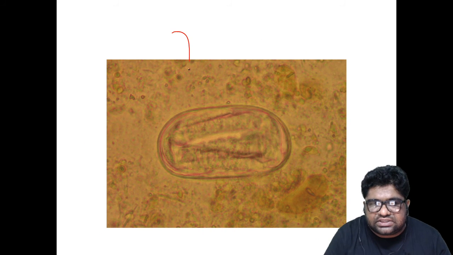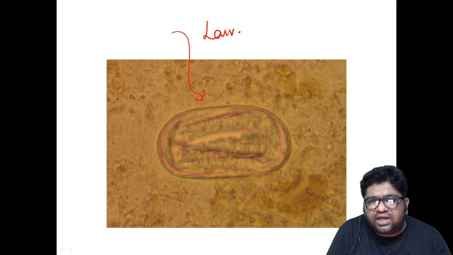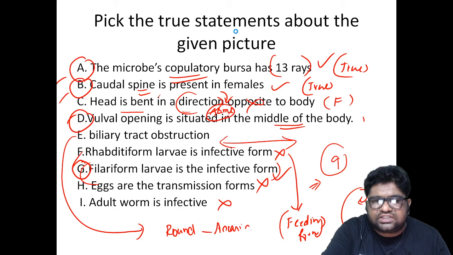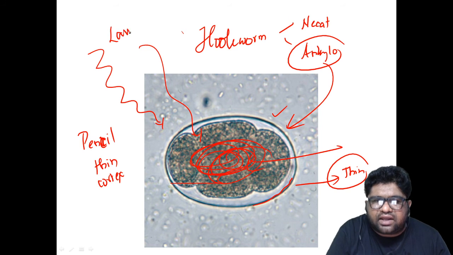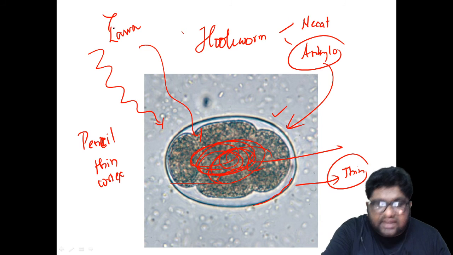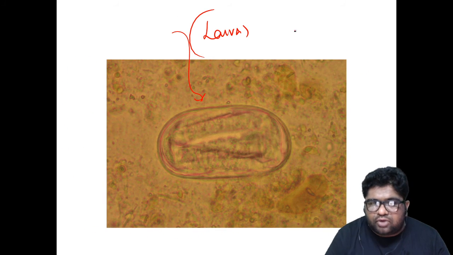Now, this is the egg with the larva inside. Here, you did not see the differentiation between the egg and the larva. You see the central mass. It is not properly demarcated as larva. But here, you will be able to see it as larva.